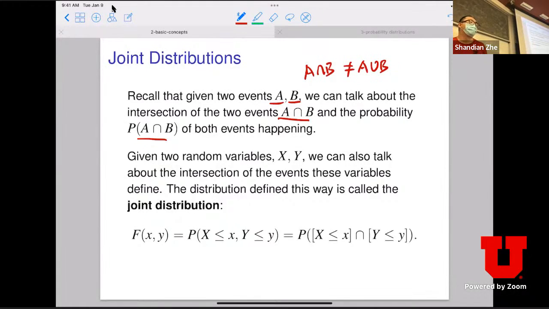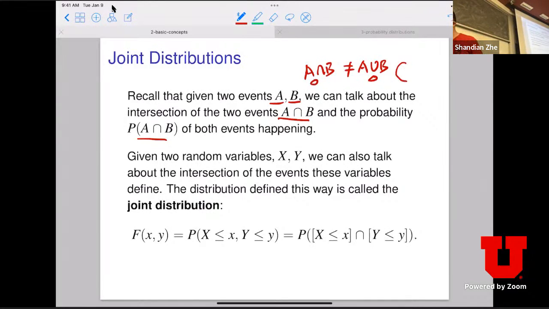The former expresses an event that A and B both happen. But the second one has another meaning. It means that A happens or B happens. So it includes several cases, right?